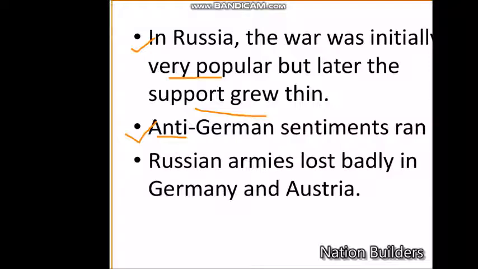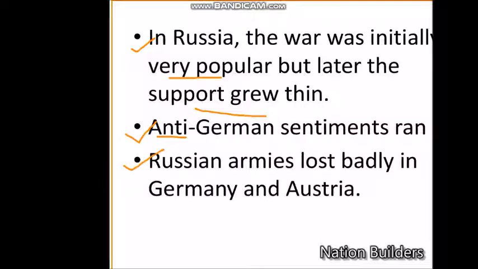The Tsarina Alexandra, the wife of the Tsar, was of German origin, and her poor advisor, the monk Rasputin, made the autocracy unpopular. Because of the Tsarina and Rasputin, the autocracy became very unpopular in Russia. People started to hate this autocracy. Then what happened due to the war?